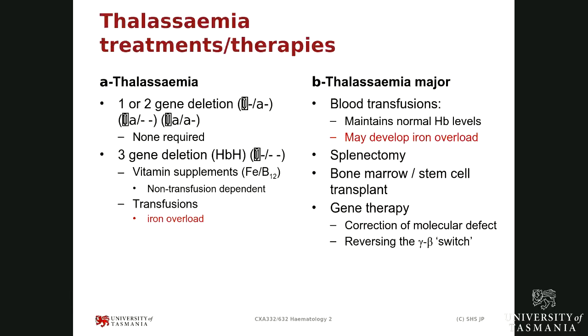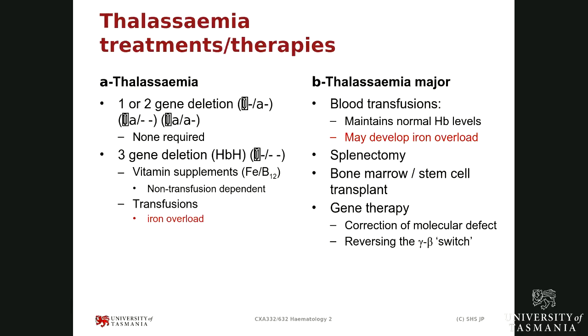So the treatments and therapies. In alpha thalassemia here, this is our alpha here, and that's an alpha there as well. If we have a 1 or 2 gene deletion, then treatments or therapies are not required. There is enough alpha chain production for the person to live quite normally and quite happily. It's really only when you get to the 3 gene deletion, where we have our hemoglobin H, that things may go awry.